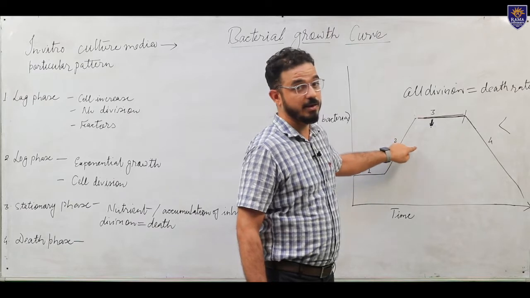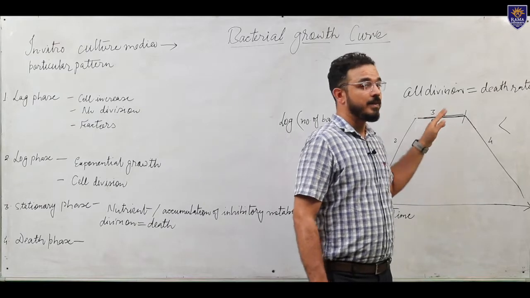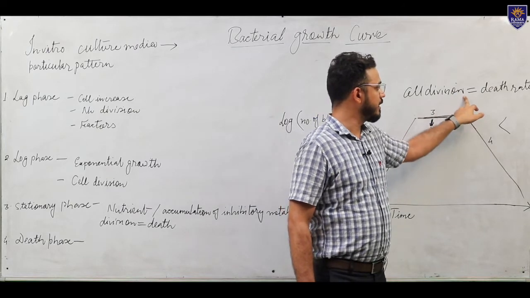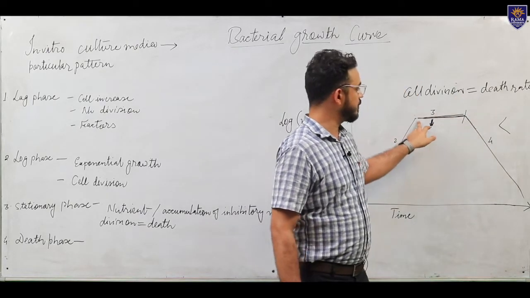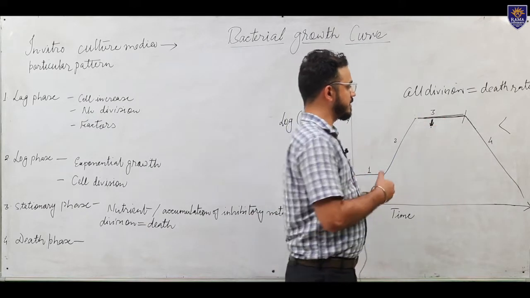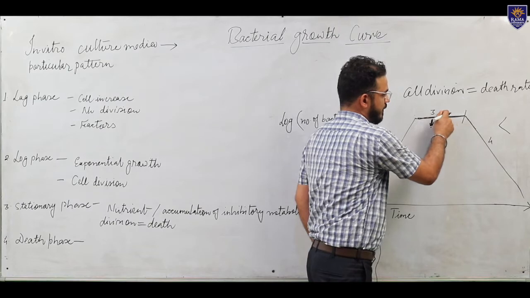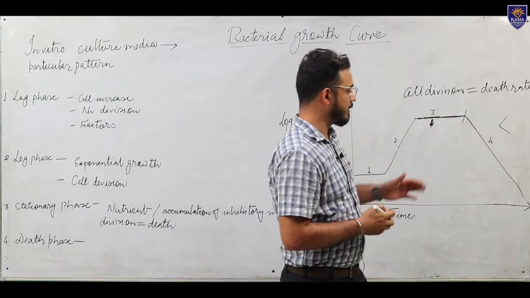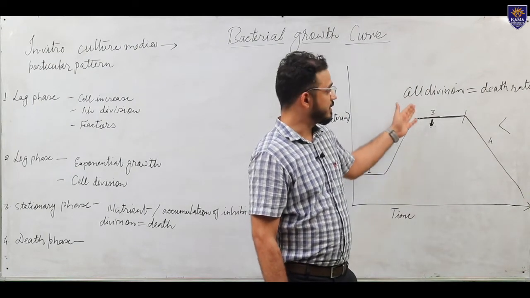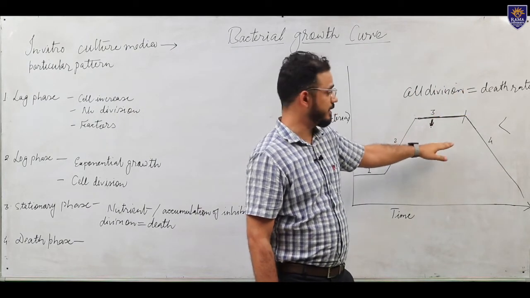Now, in the third phase, after the complete exhaustion of the nutrient media in the exponential phase, the bacterial cells start to die, but the cell division rate is equal to the death rate, so the population neither increases nor decreases. This is only a stationary phase, where the number of the population is maintained: new cells are generated and old cells die. The rate of cell division is equal to the rate of bacterial cell death.